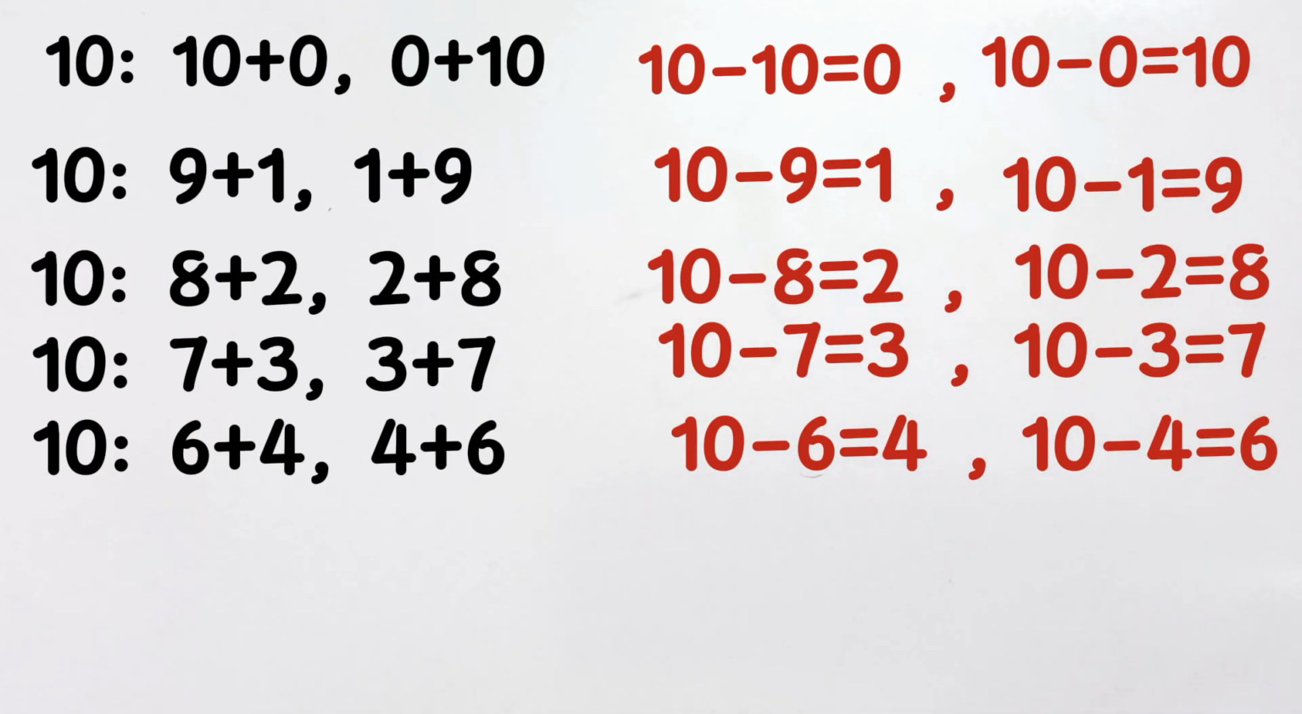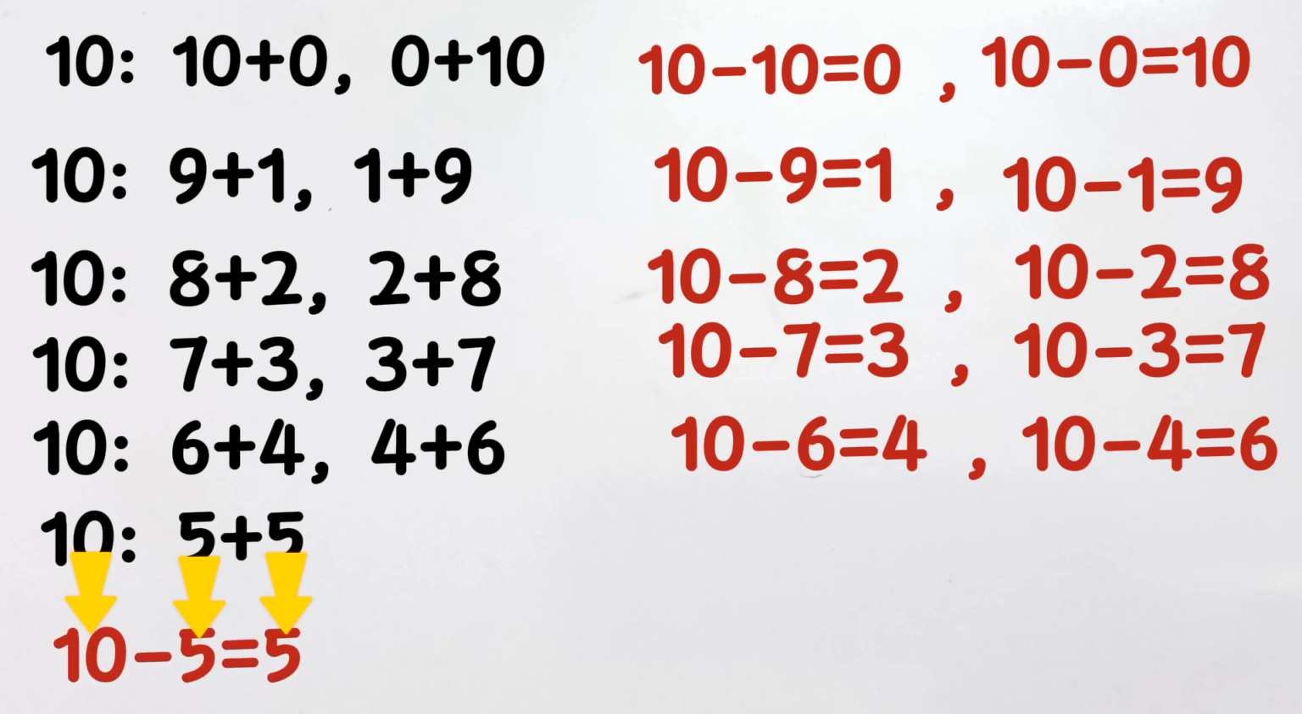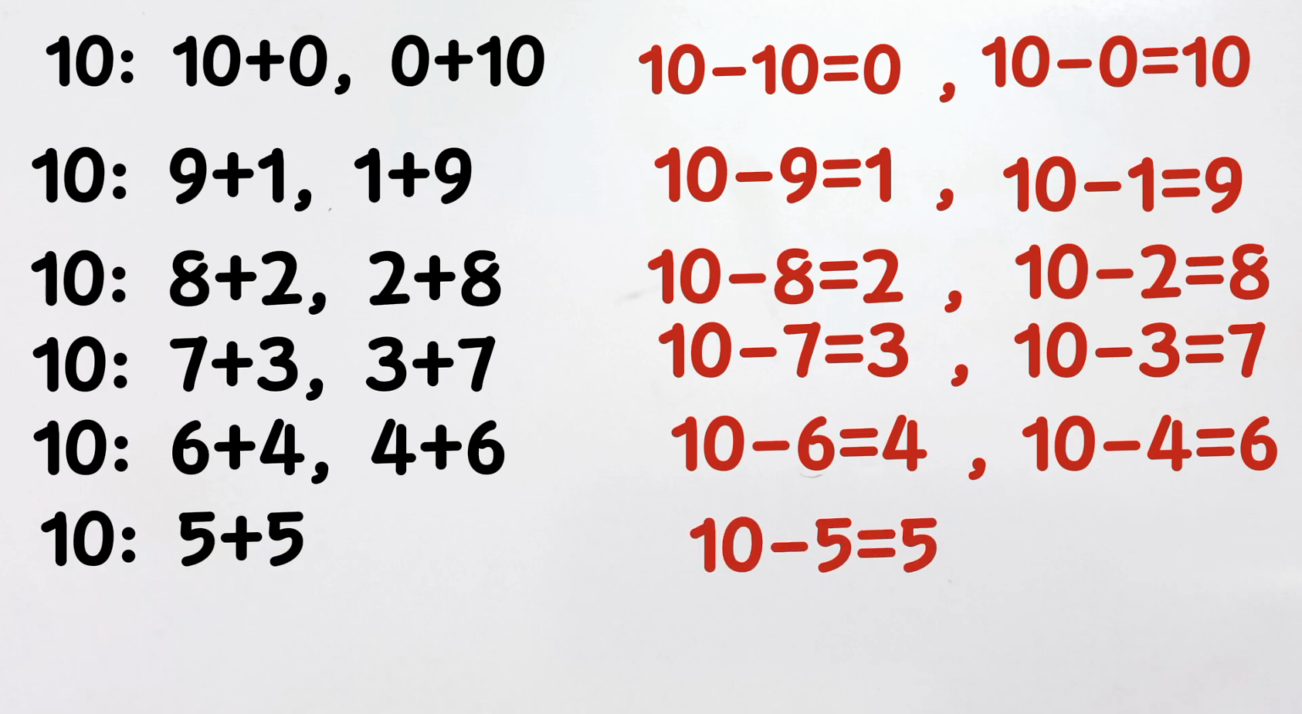Let us consider the next number bond of 10, 5 plus 5. If we subtract one number of this addition pair from 10, the answer is the other number. 10 minus 5 equals 5. Now, knowing that 5 and 5 are an addition pair means we also know that 10 minus 5 equals 5.